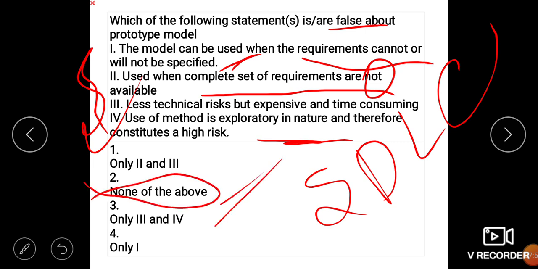Remember one thing, that in the prototyping model, when the requirements are not clear, at that time a prototype of the model is built up. So option 2 is the correct answer.